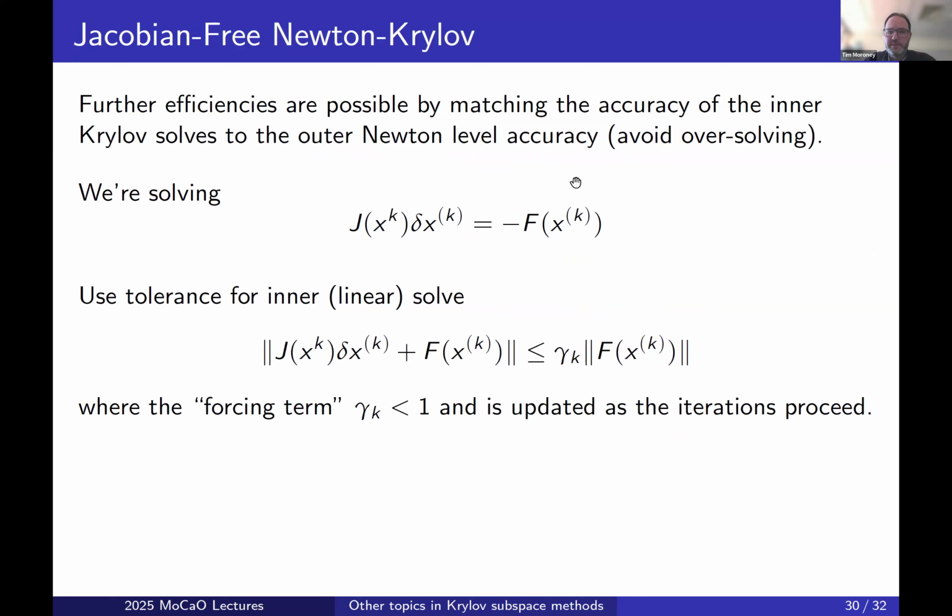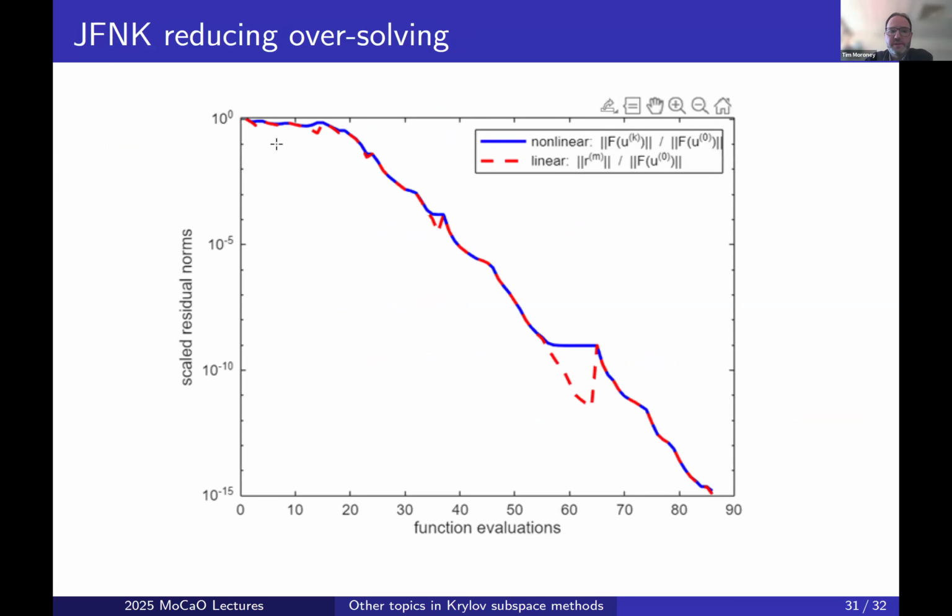outer Newton level accuracy. Okay, so early on in the process, when your local linear model doesn't really look like the true function, there's no point in getting super accurate directions. You don't get super accurate directions. You take a linear residual that is scaled by this so-called forcing term, or forcing factor maybe would be better, and this gets updated as the iterations proceed. Okay, so by doing that, you don't spin your wheels wasting time at the Krylov solves early on, right? A short, rough approximation works just as well, and it's much cheaper.